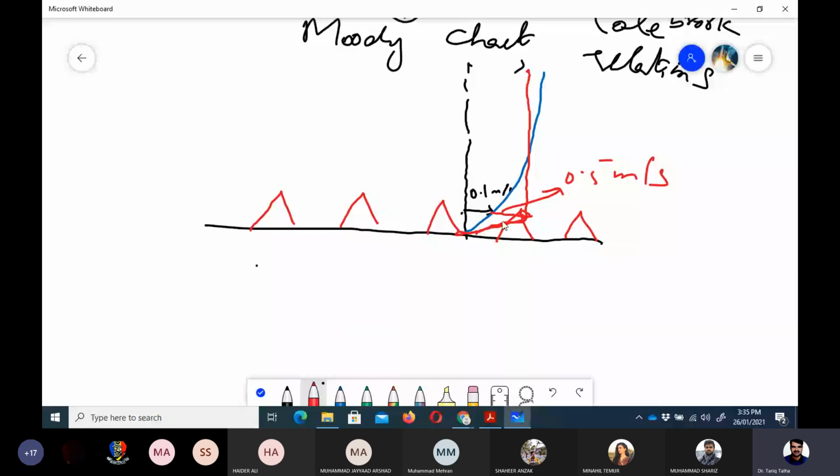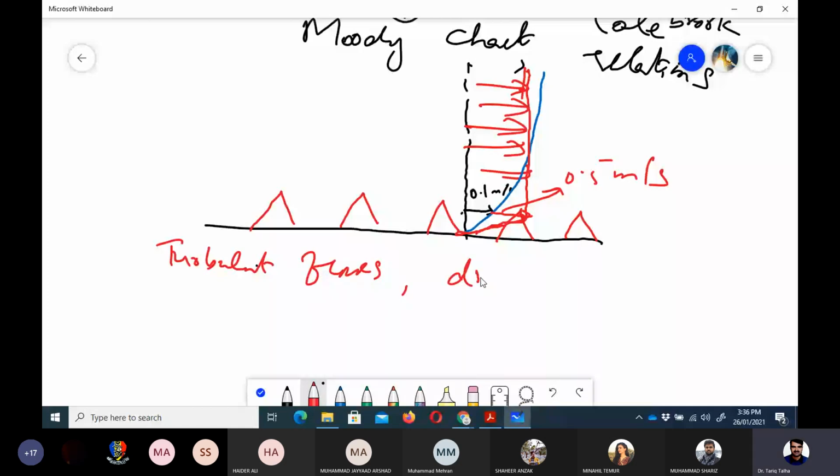Because in the turbulent flow, the particles which are in the core region are being thrown near the wall due to those vortices. So that's why this profile looks like this for the turbulent flow. Okay, a very flat outer region and an inner region with a very sharp increase. So that's why for the turbulent flows, drag force is very high.